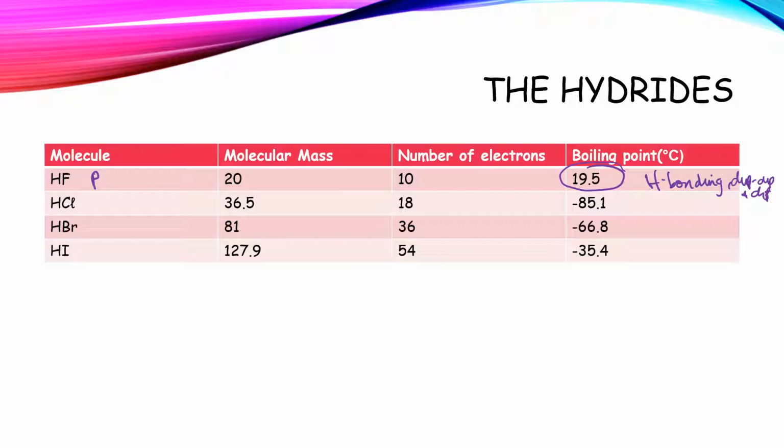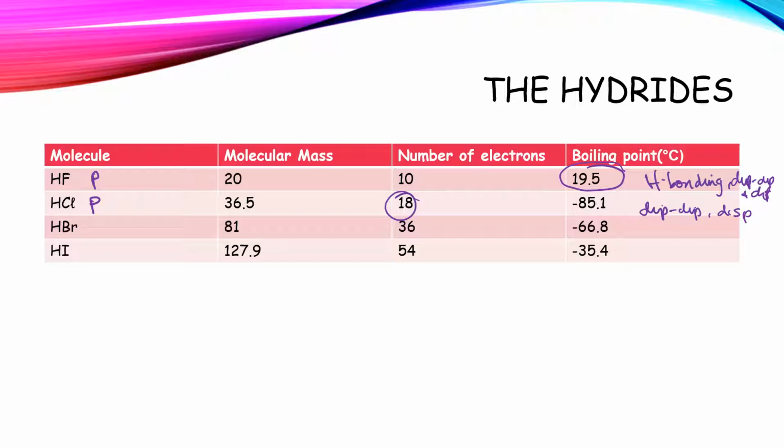When you get to hydrogen chloride though, chlorine is less electronegative. So it's no longer creating a superdipole, but it's still a polar molecule. You can see here, this one's got 18 electrons. Its main intermolecular force is dipole-dipole interactions, but it's also got some dispersion forces. And its boiling point is negative 85.1. What a difference that hydrogen bond made.